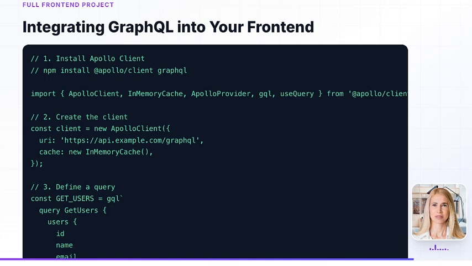Apollo Client is the most popular way to connect a React front-end to a GraphQL API. You initialize a client with your API endpoint, wrap your app in ApolloProvider, then use the useQuery hook to fetch typed data declaratively inside any component. Notice how GraphQL lets you request exactly the fields you need. No overfetching, no underfetching.